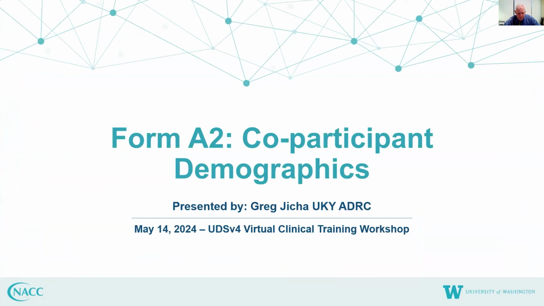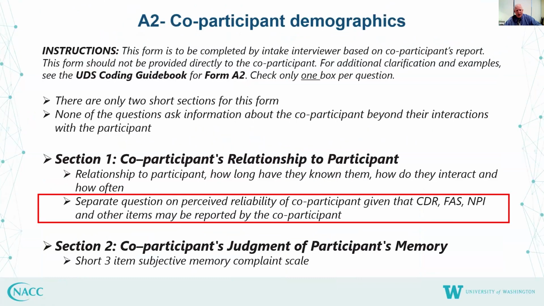A few brief comments on Form A2, co-participant demographics. Again, this form has been dramatically shortened, and it's really focused on the co-participant's relationship to the participant. I do note in the red box, there is a separate question on perceived reliability of the co-participant, given that so many of our forms are reliant on that reliability. But do not ask this question of the participant. This is your subjective impression. And then, of course, the subjective memory scale.